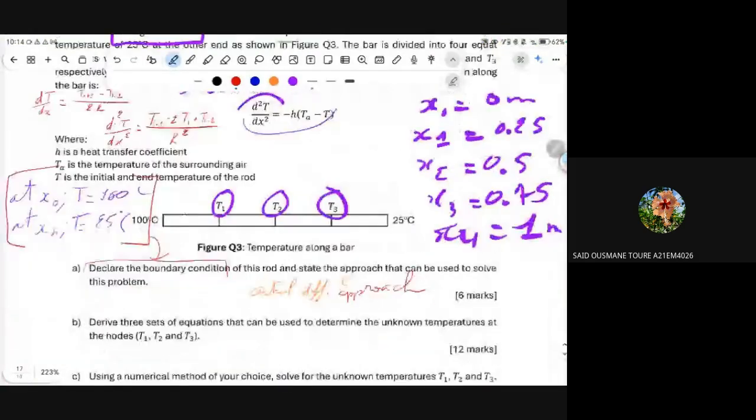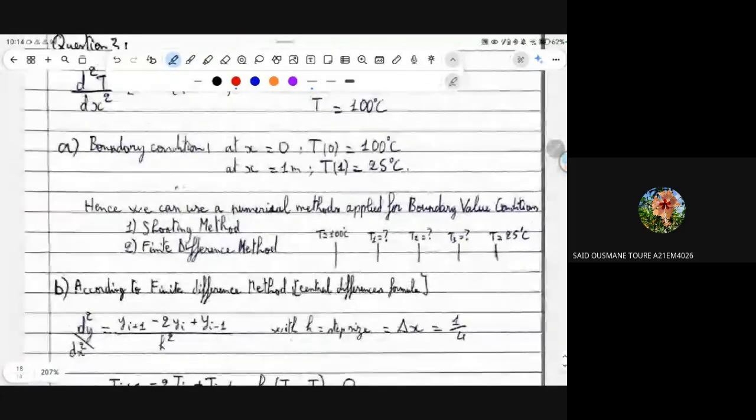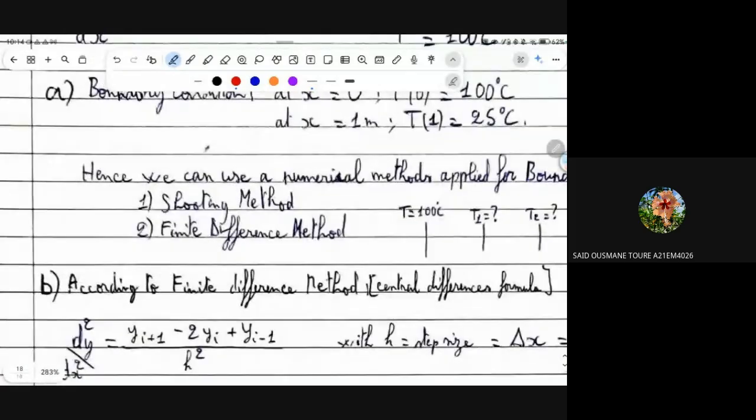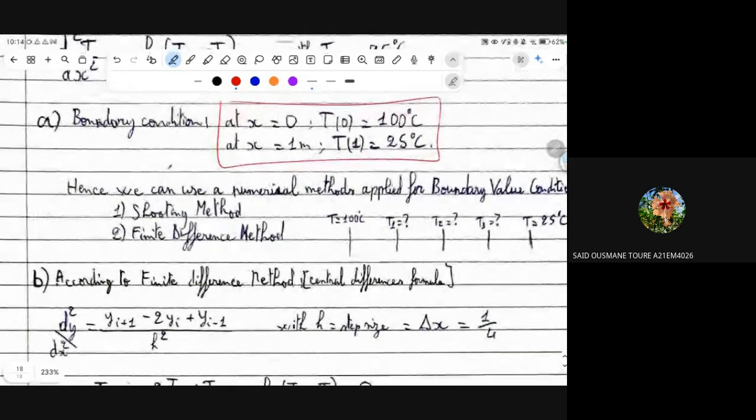So by proxy, to develop these equations for T1, T2, and T3, you need to substitute these into the equation. Now you only have it in terms of T. There are no more derivatives once you substitute it. So let's look at my answer. First of all, the boundary condition is done, and then I said that we can use a numerical method applied for boundary value conditions, either a shooting method or finite element method. However, I don't believe that this is the answer.